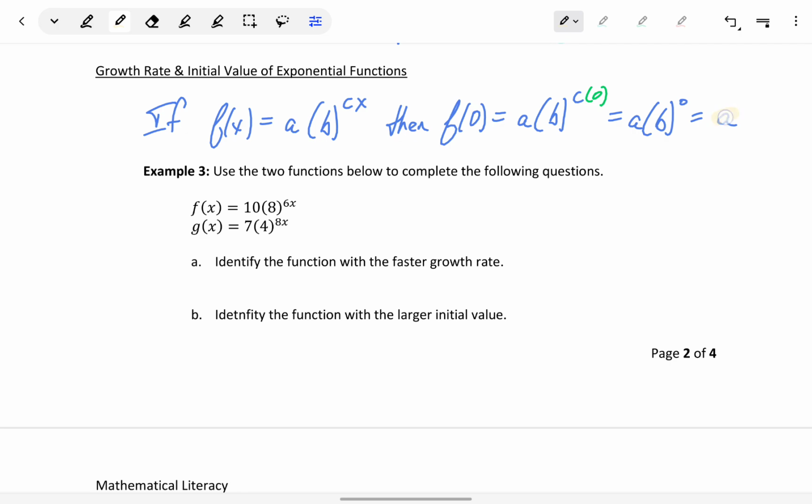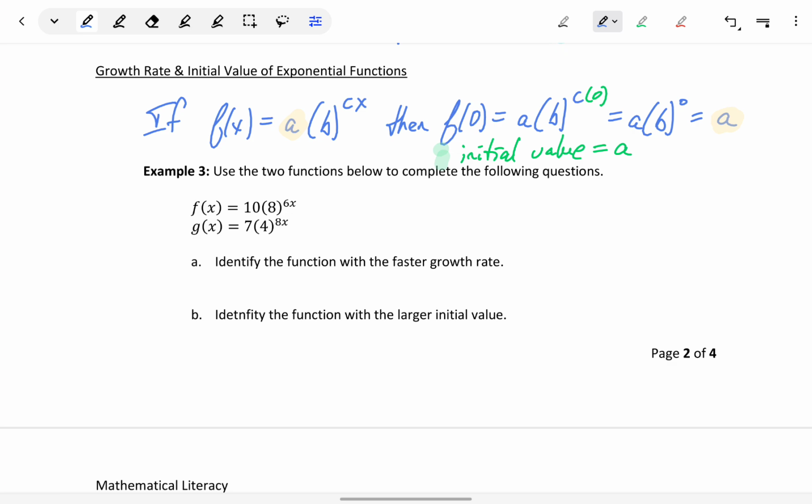For that reason, we refer to a, that coefficient in front of the exponential portion of our function, as the initial value. And thus we can identify the initial value and the growth rate of an exponential function just by looking at the function itself. We'll take a look at this in example 3, where we're given two functions.